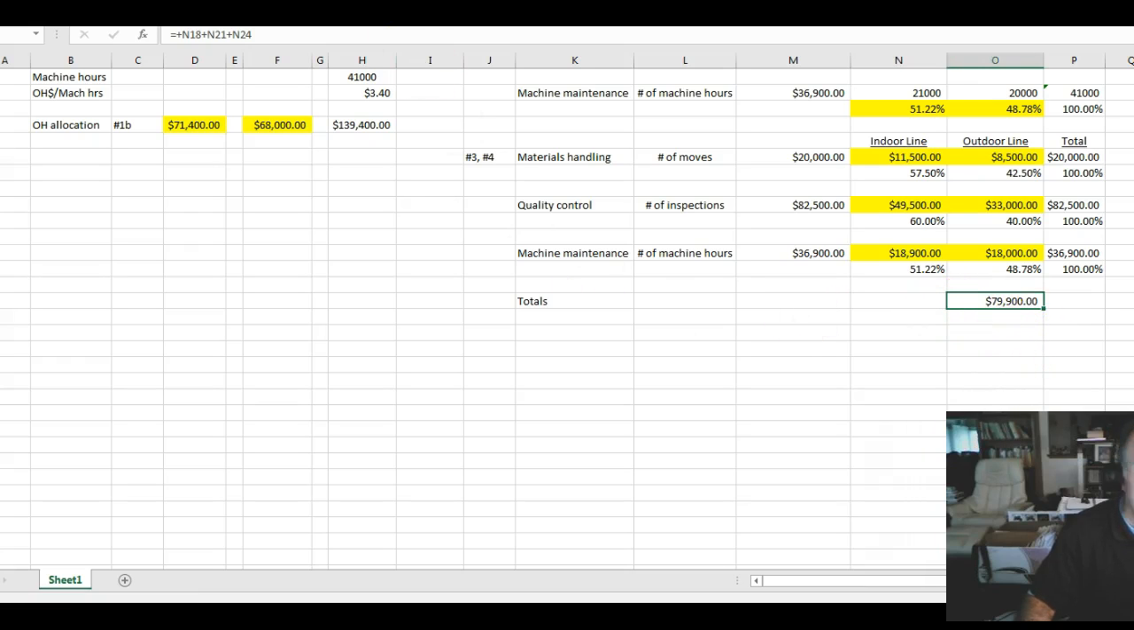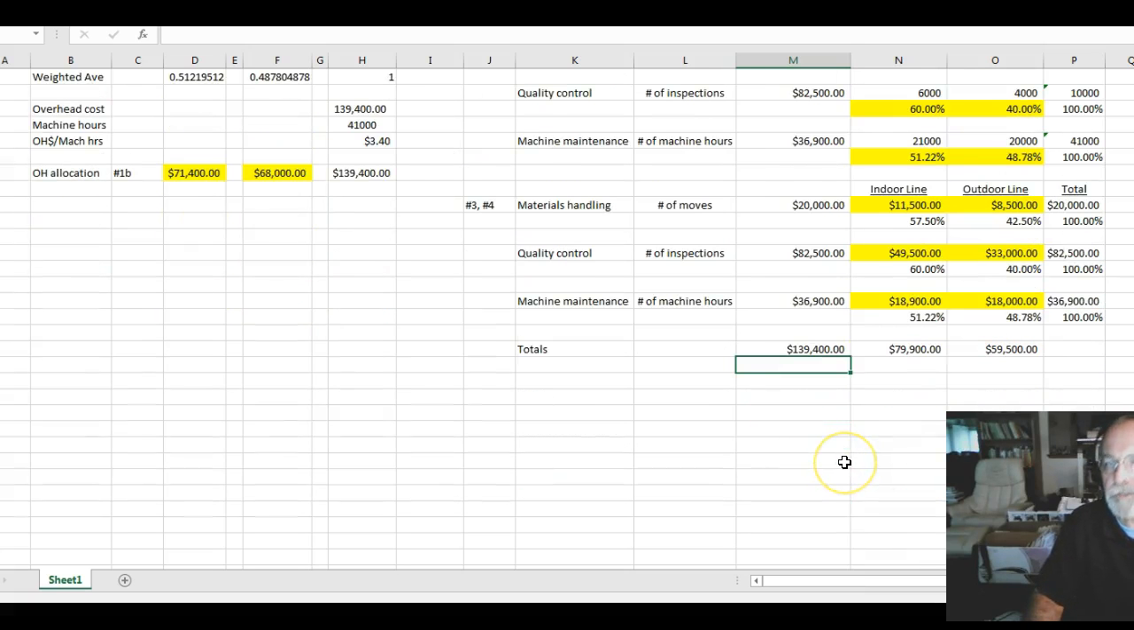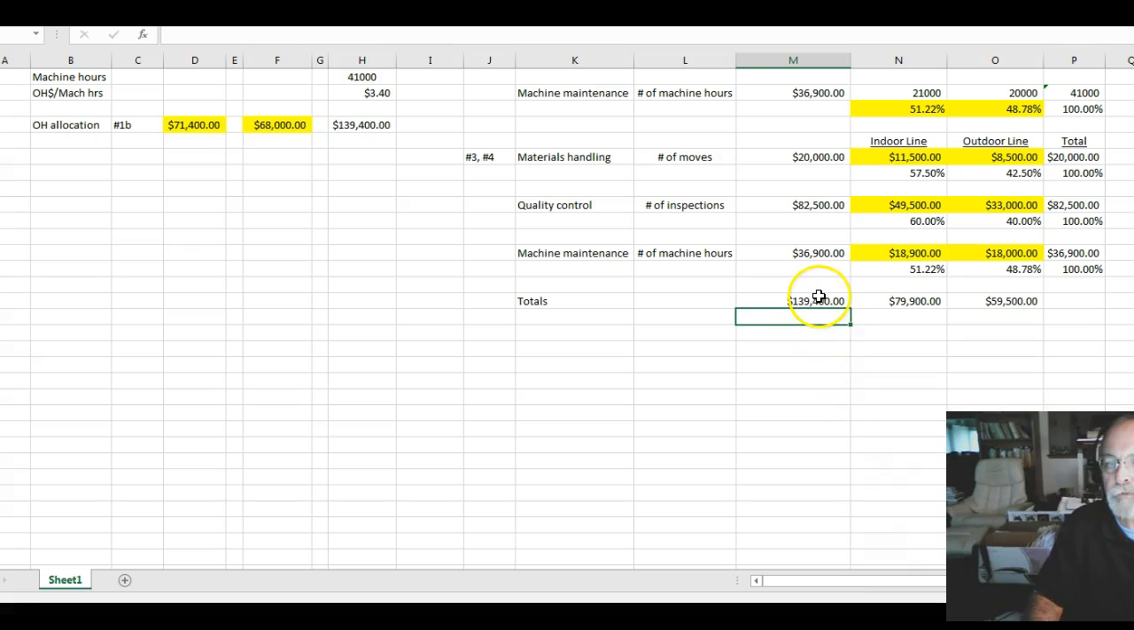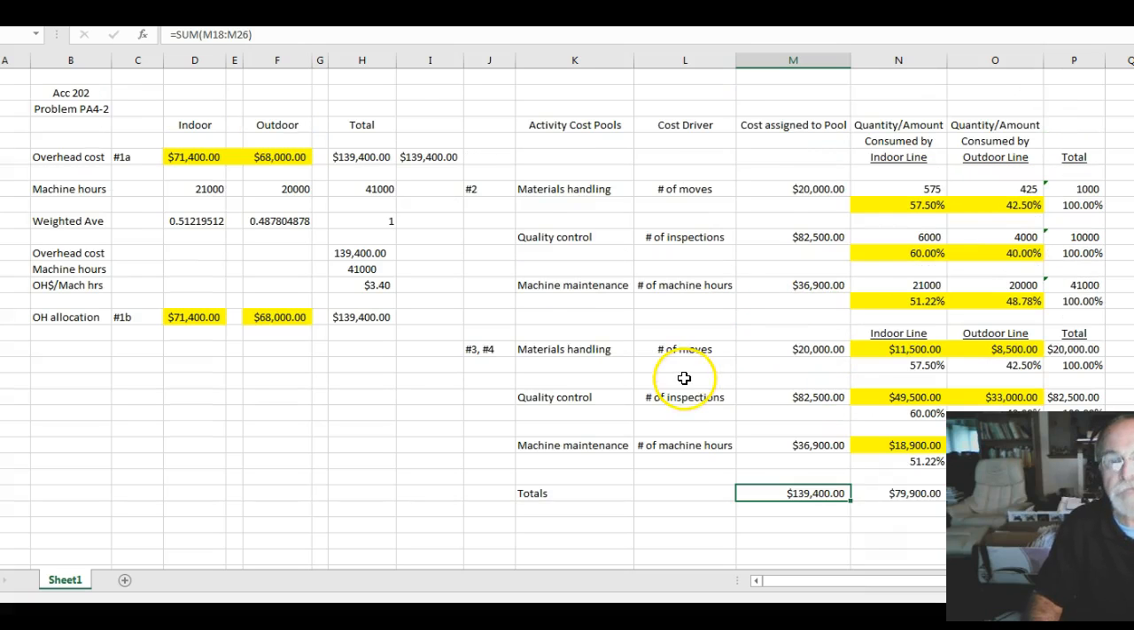Oops, that didn't work. We want to copy that over to the next column, and we want to make sure that the total is our control total, which needs to be the total of the costs assigned to the 3 activity cost pools, which is 139.4, which, by the way, remember, is our constant for overhead cost.